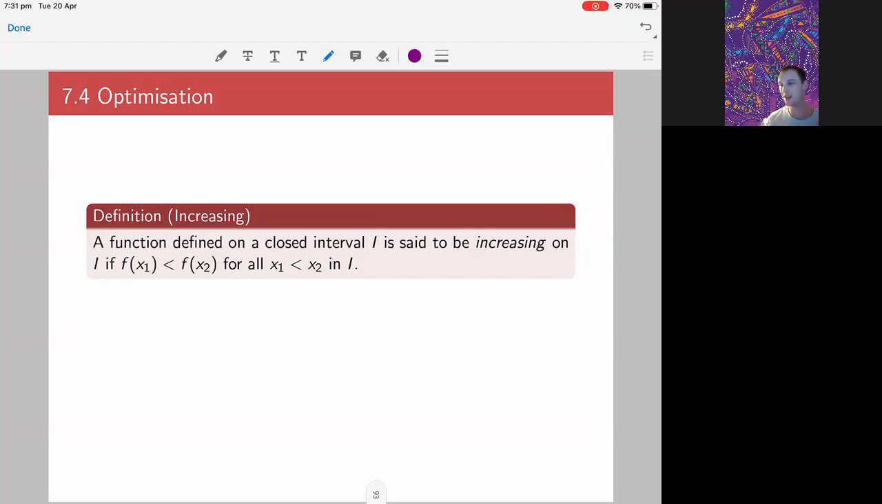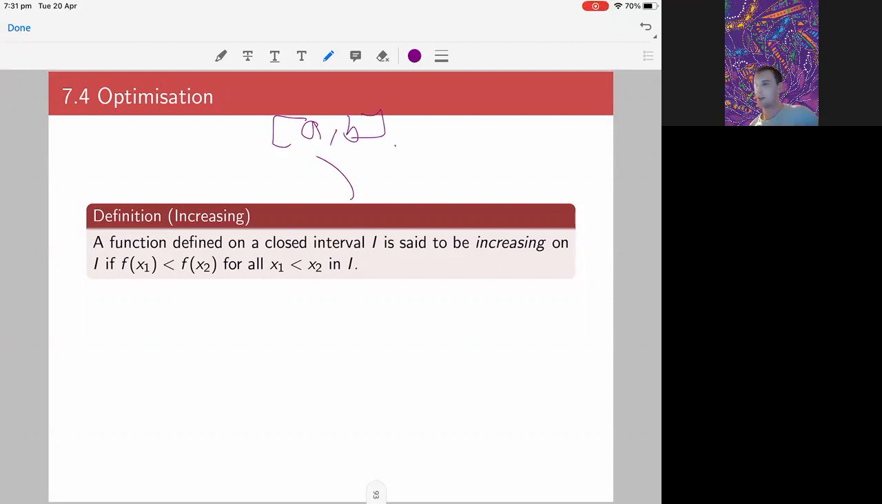But for the moment, we'll get to the actual optimizing a bit later, but we need some definitions before we get on with that. Okay, definition. We've got a function defined on a closed interval I. So closed interval means it looks like this.